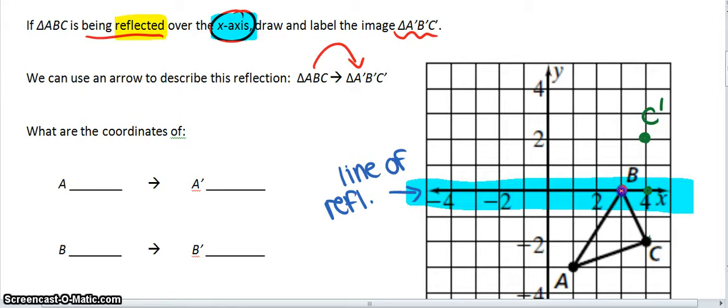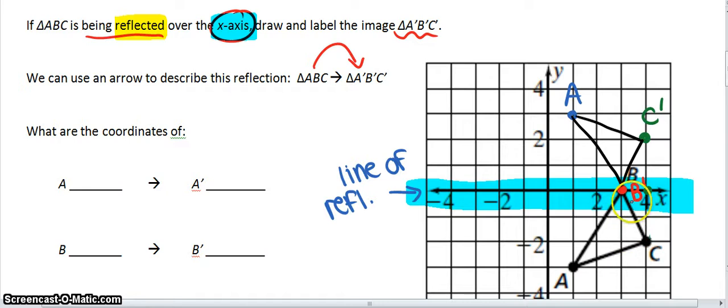Now B is on the line, so it means B prime needs to be on the line. And you can't really flip this point because it's on the line. So B also happens to be B prime. A is right here. It's 1, 2, 3 units away from our line of reflection. So A prime needs to be flipped over and be the same distance away. 1, 2, 3. So this would be A prime. We're just going to erase those because it's too much. And if I connect the dots, you will have a triangle that looks like this.